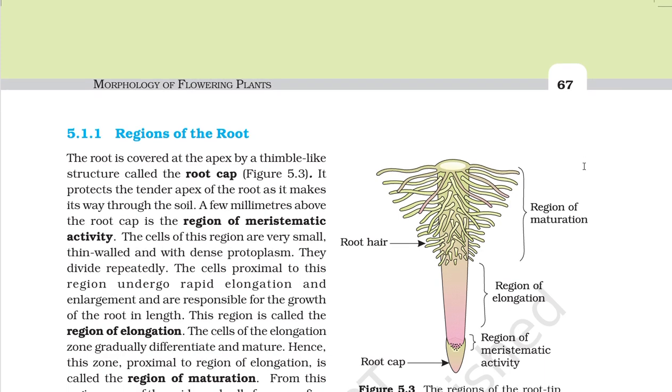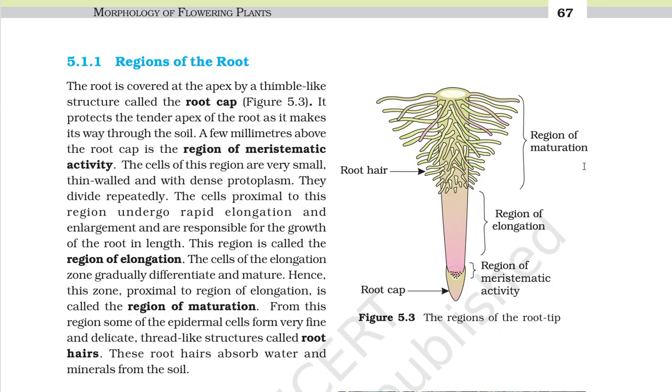5.1.1 Regions of the root. The root is covered at the apex by a thimble-like structure called the root cap. It protects the tender apex of the root as it makes its way through the soil. A few millimeters above the root cap is the region of meristematic activity. The cells of this region are very small, thin-walled, and with dense cytoplasm.